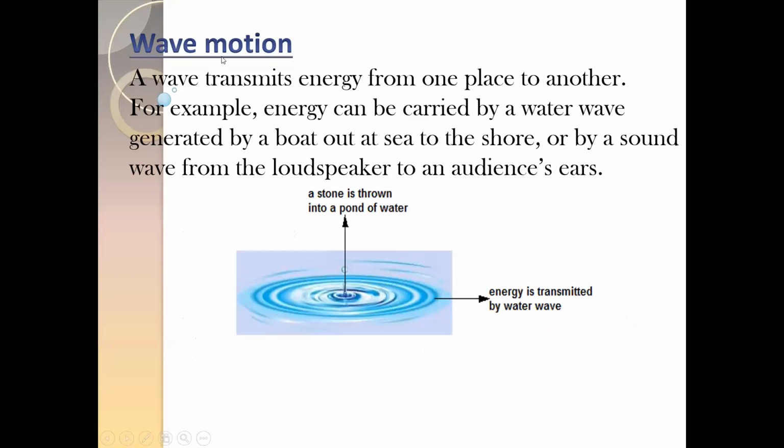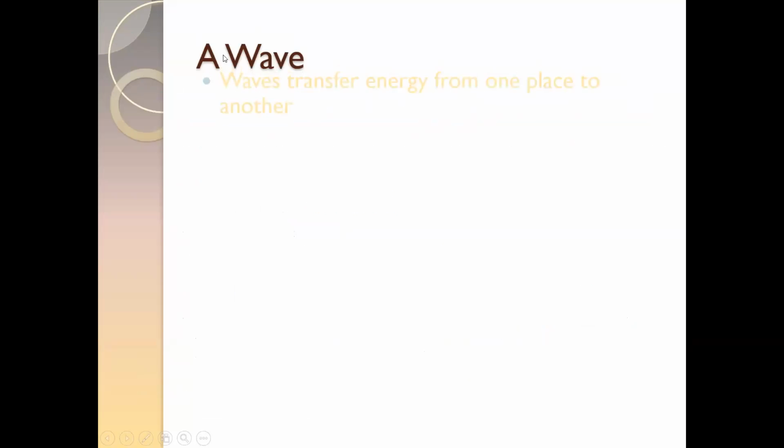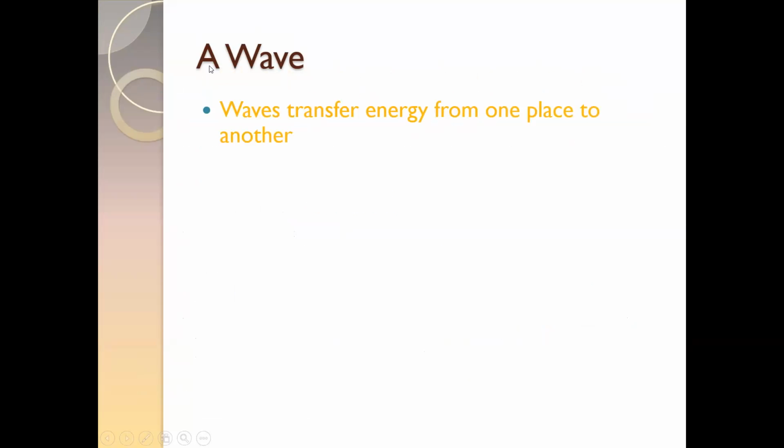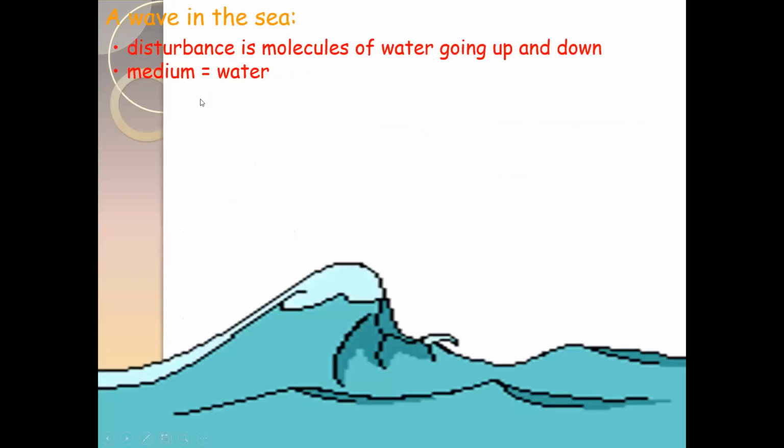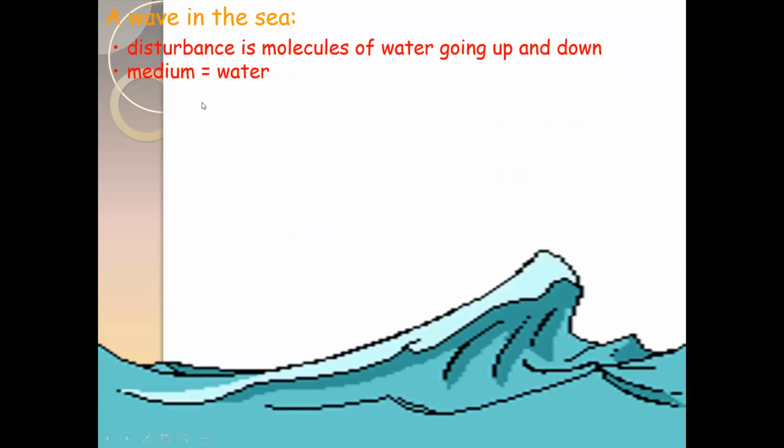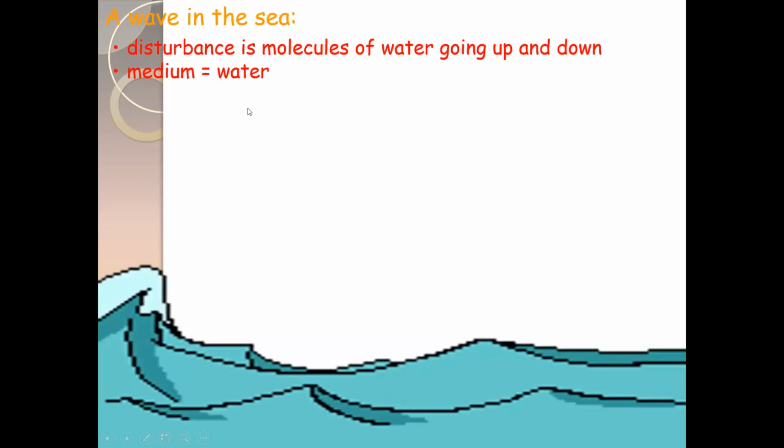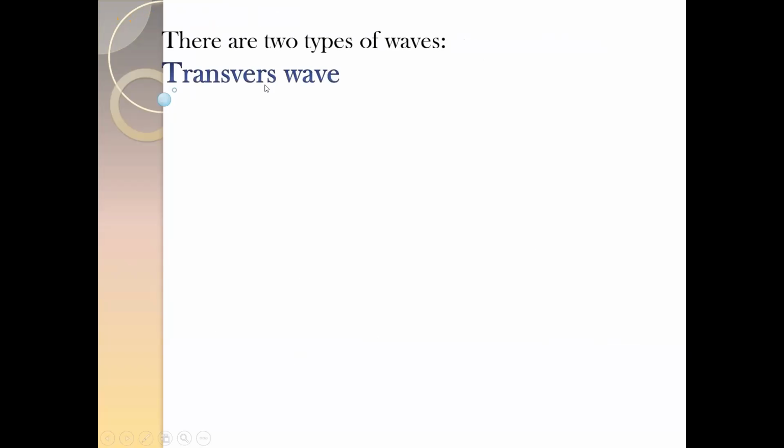What is a wave? It's a way by which energy transfers from one place to another, and the disturbance moves along the wave, not the particle. Like you can see in water waves, the particles are vibrating and they're transferring the energy from one place to another. On the basis of particle vibration, the wave is divided into two categories. One is known as transverse, another one is longitudinal.